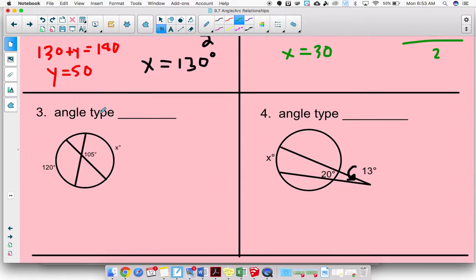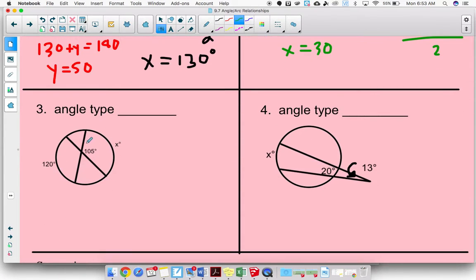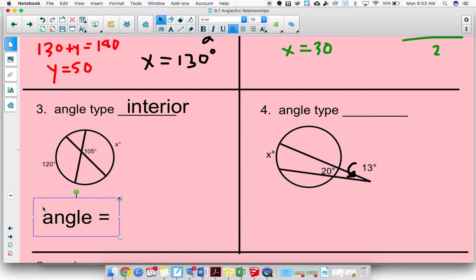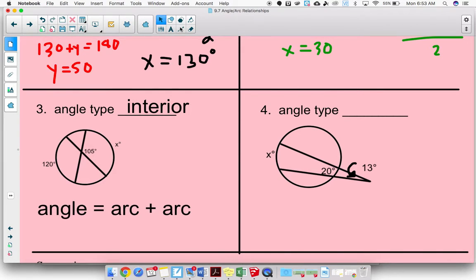Number 3, if you notice, it's very similar to number 1. This is still considered an interior angle because our vertex is on the inside. So we're still going to add the arcs. I'm going to put it in words first: angle equals arc plus arc divided by 2. And this is basically just going to turn into an algebra problem.